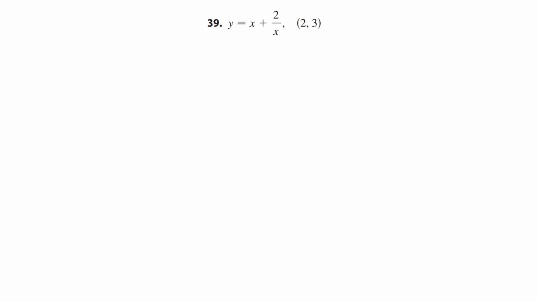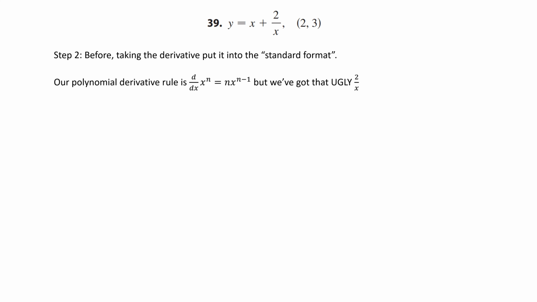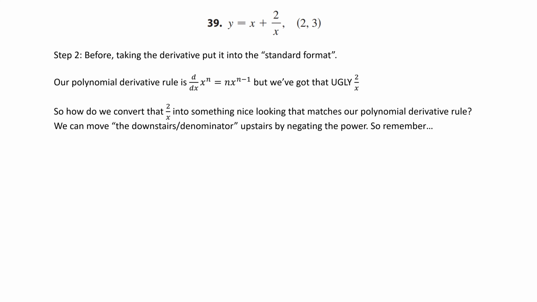So let's go on to the first step here. Before taking this derivative, you have to do a little bit of pre-work to put it into standard form. Our polynomial derivative rule is basically when you take the derivative of x to the n, you put the n in front and you subtract 1 from the n. Well, we've got that ugly 2 over x there, so the question is what do we do with that?